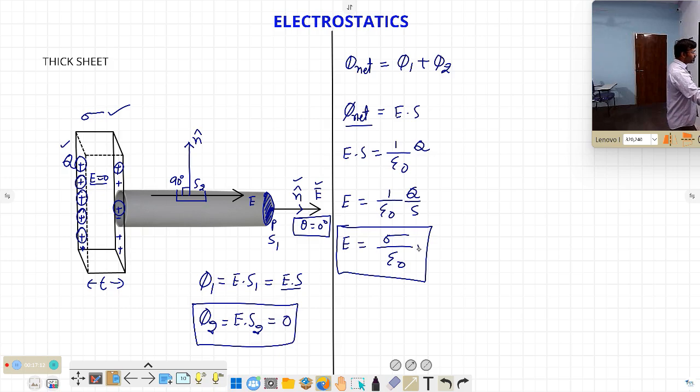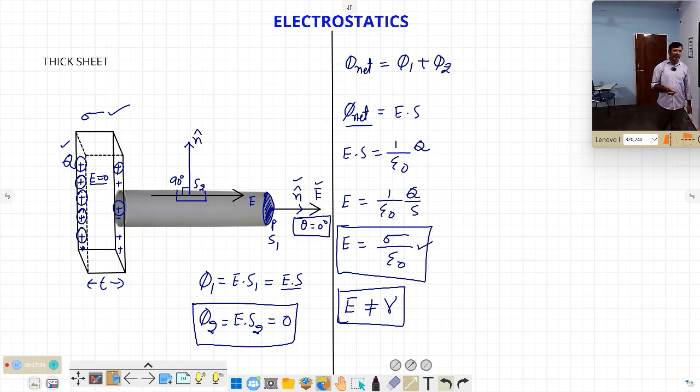Another point we have to remember here is that this electric field intensity is independent of distance. We are not getting any distance term in the expression, wherever you choose the point. So E does not depend on the distance of the point.